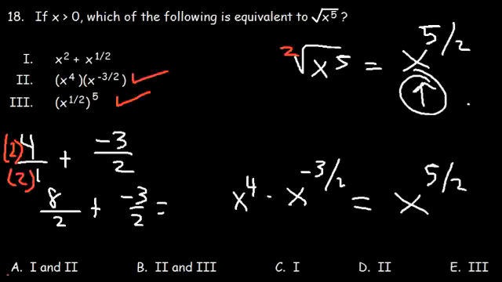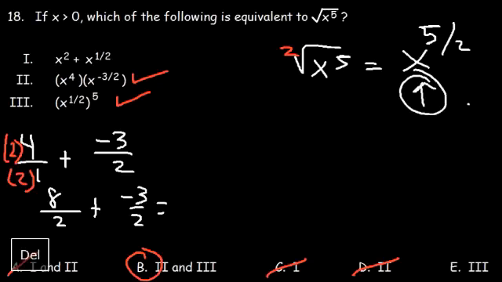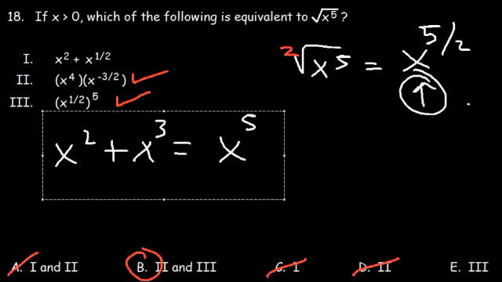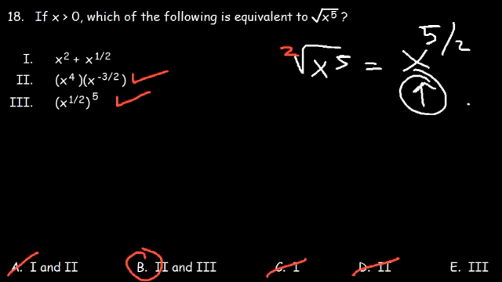So we can eliminate answer choices A, C, and D because they don't have number 3, which we know to be true. So at this point, we know 2 and 3 are true. So we can clearly see that B is the answer without even looking at number 1. Now, number 1 is not true. Let's say if you have x squared plus x cubed, this will not equal x to the 5th power. You can't add unlike terms. So x squared plus x to the 1/2 does not equal x to the 5 over 2, but let's prove it.